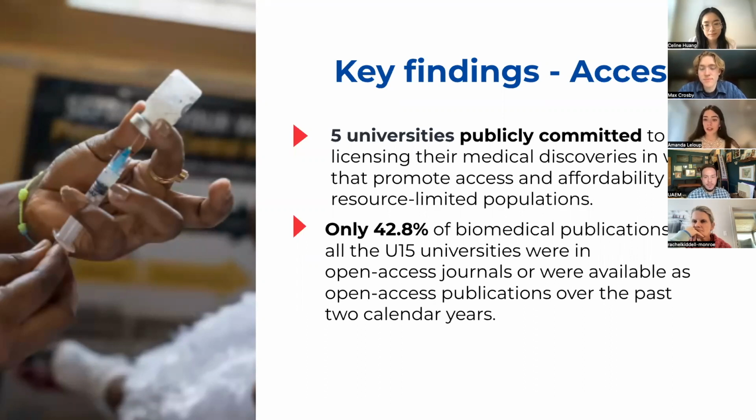Furthermore, only 42.8% of biomedical publications at all the U15 universities were in open access journals or were available in open access publications over the past 2 calendar years. More specifically, this means that all of the universities recognized that there was a need for open access publishing. But other than recognizing the need, they didn't do as much as they should.